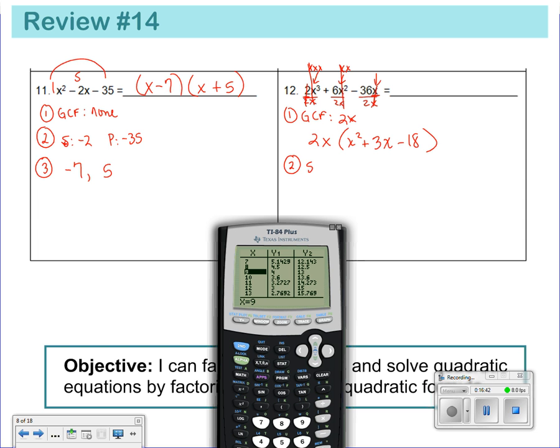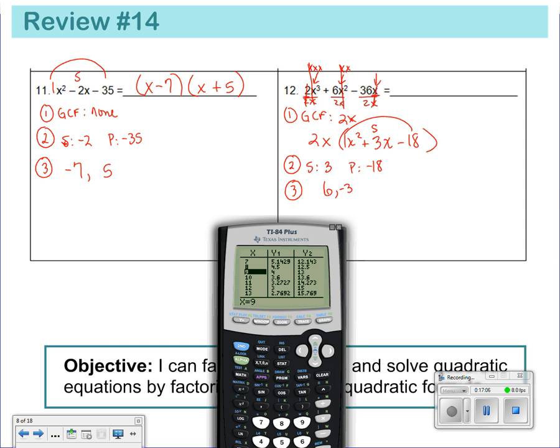Let's look for the sum. The sum is the number in front of the x. That's going to be a positive 3. On a product, coefficient of the x squared is 1 times my last is a negative 18. I need two numbers that will multiply to give you negative 18, but add to give you a positive 3. That's going to be 6 and a negative 3.